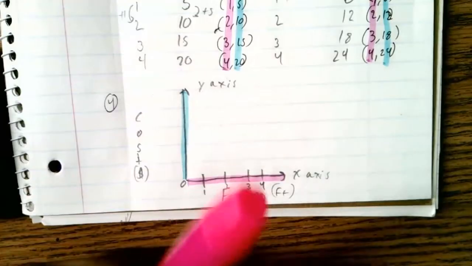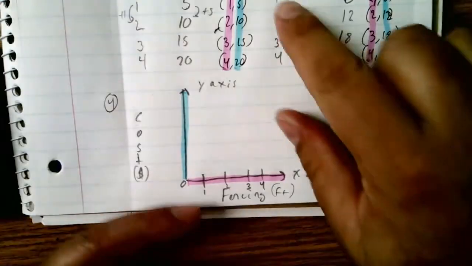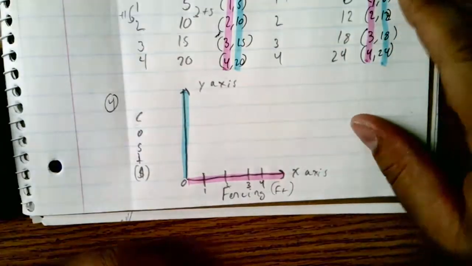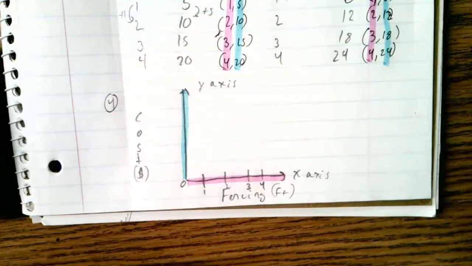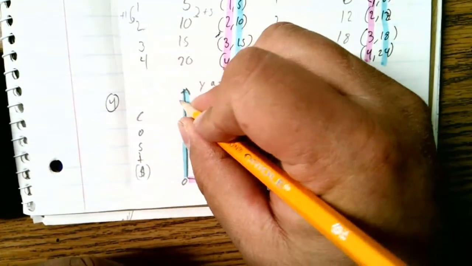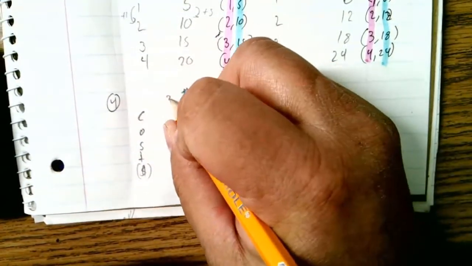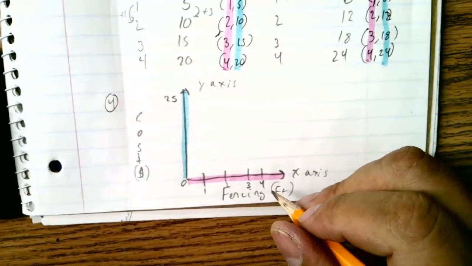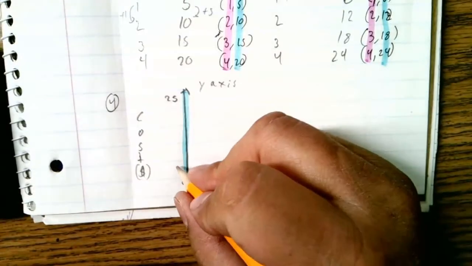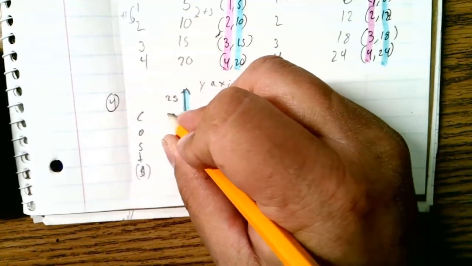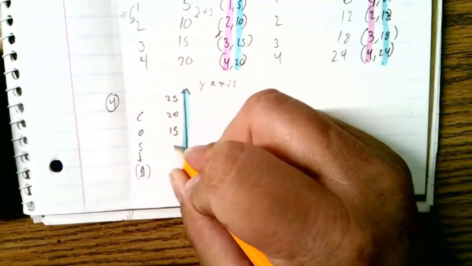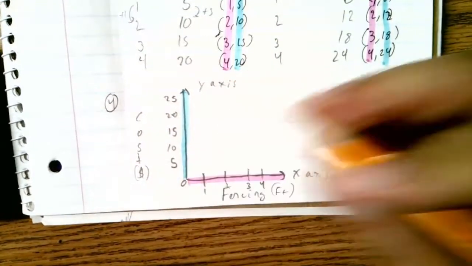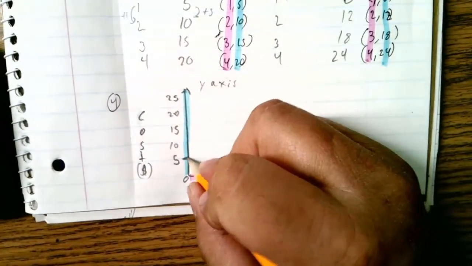Y-axis. All right. For Ken, I have from 5 to 20. For Wayne, I have 6 to 24. The highest one is 24. You know what? I'm just going to put 25. That way I can count by 5s. Right? So I'm going to try and see if I can space this out equally. That's actually not bad. I'll leave it like that.